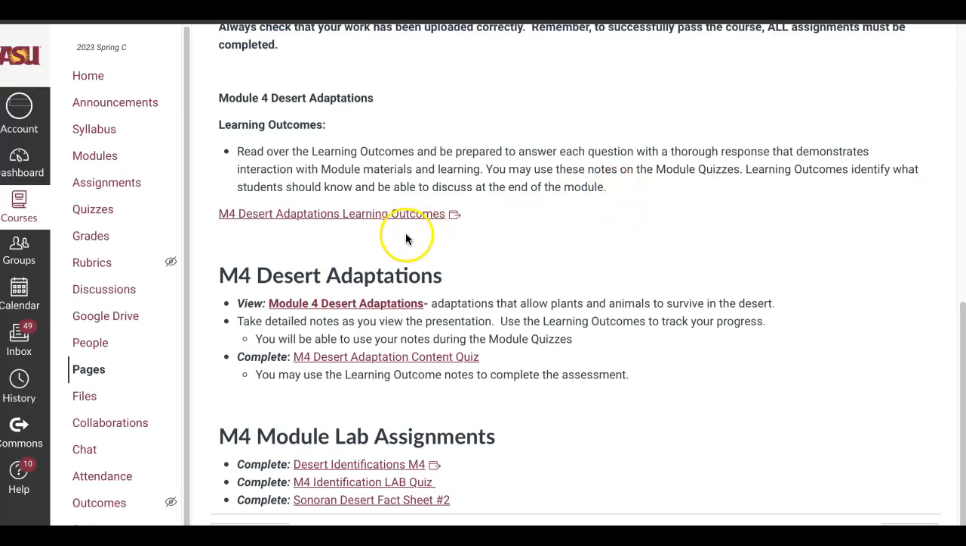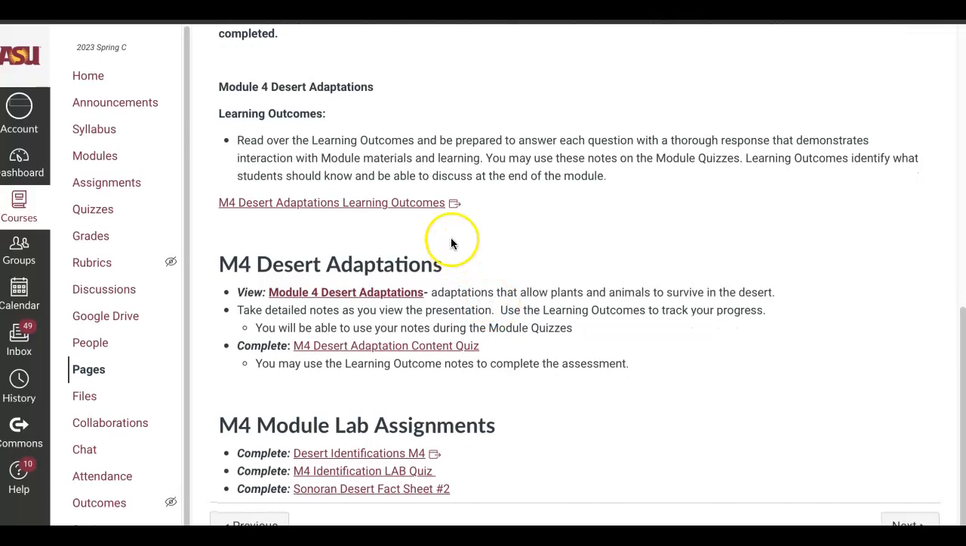For this module, you have a lot of learning outcomes around desert adaptations for both flora and fauna, really centering on the adaptations to this harsh desert environment that we've been talking about, and what it means to be an organism having a niche role within the ecosystem and what it means to adapt. These adaptations can be structural, behavioral, or physiological, and you're going to get into more of that in this module. So remember to go through, take good notes, and then you're going to have your lab assignments.